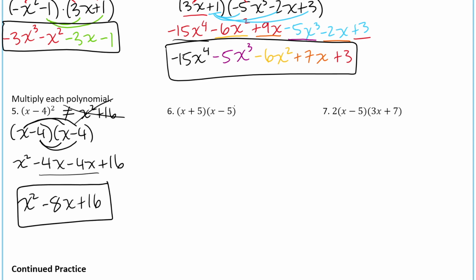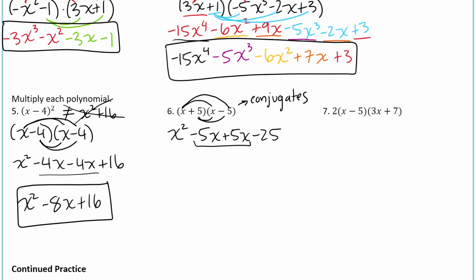For the next one, we have 2 binomials that are called conjugates. We'll talk more about these in another video. So when you multiply conjugates together, it's just like regular multiplication with polynomials. So I'm going to multiply x with x. I get x squared. X times negative 5 is minus 5x. 5 times x, so plus 5x. And then 5 times negative 5 is minus 25. What happens here when you multiply conjugates is the middle terms are going to cancel each other out. They become 0. Negative 5x plus 5x is 0. So my simplified answer is x squared minus 25.